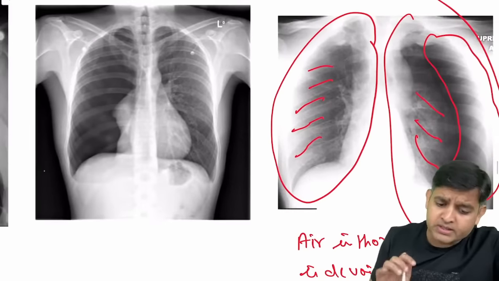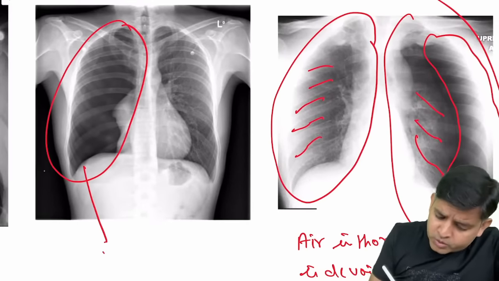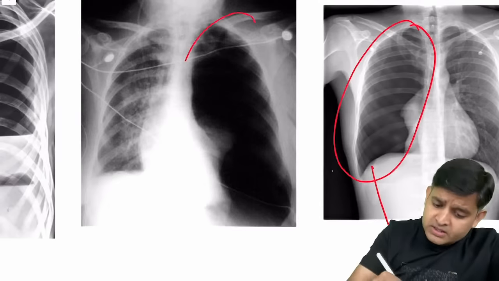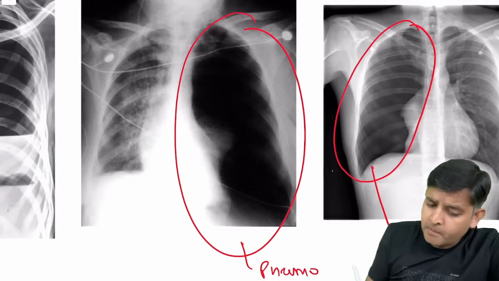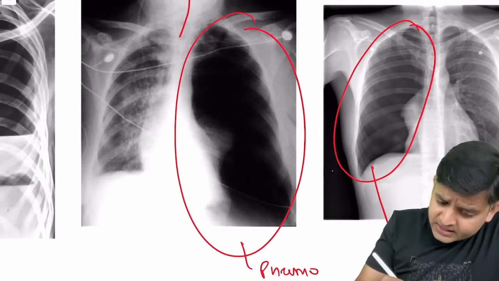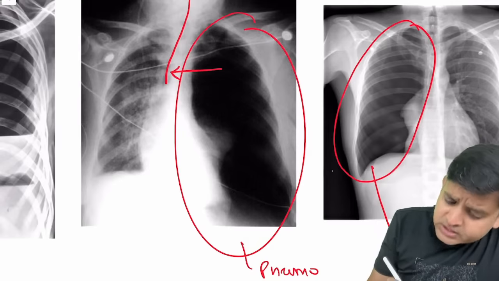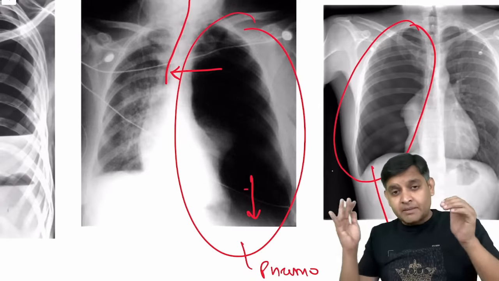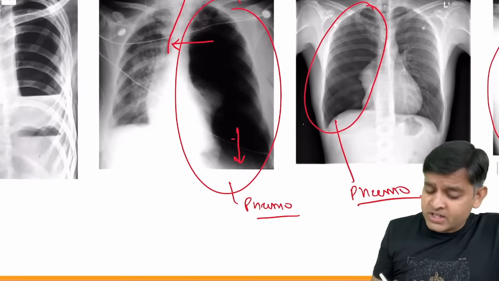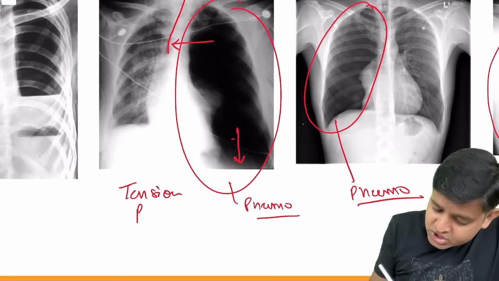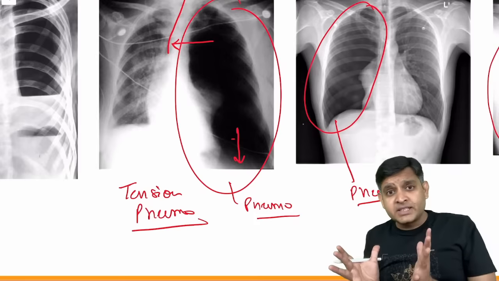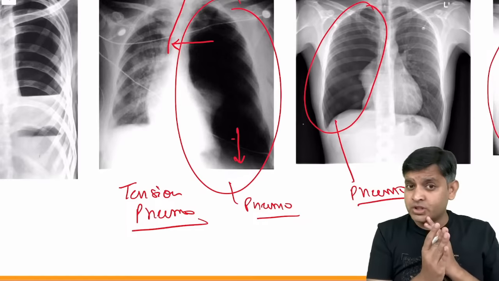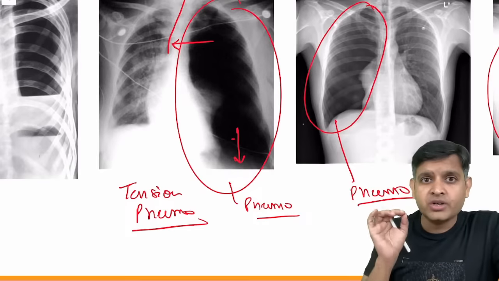Okay, now the point to be noted is, what is this? This is also pneumothorax. Now tell me, what is this? This is also pneumothorax. But see the difference. Look at the trachea here. Trachea is shifted towards the opposite side. Look at the diaphragm. Diaphragm is shifted down. That means the air is under pressure, and it is pushing the structure. Whenever the air is under pressure and it is pushing the structure, it is tension pneumothorax. When the diaphragm has its normal position and the trachea is in the midline, it's a non-tension pneumothorax. When the trachea is shifted towards the opposite side and the diaphragm is shifted down, it's a tension pneumothorax.